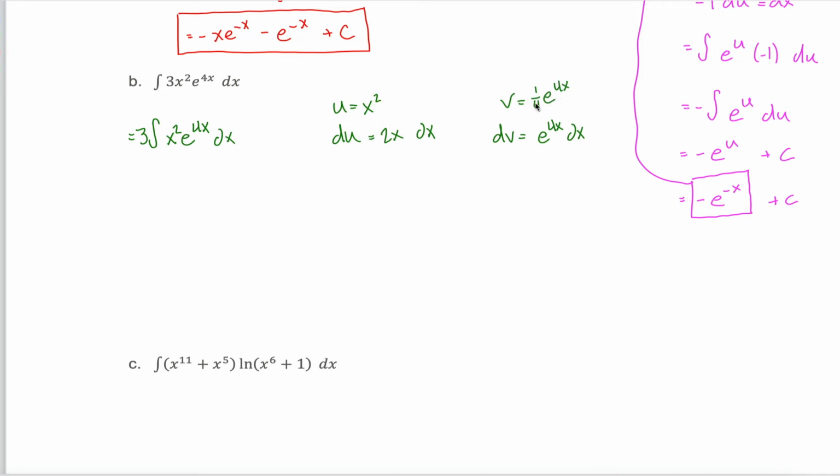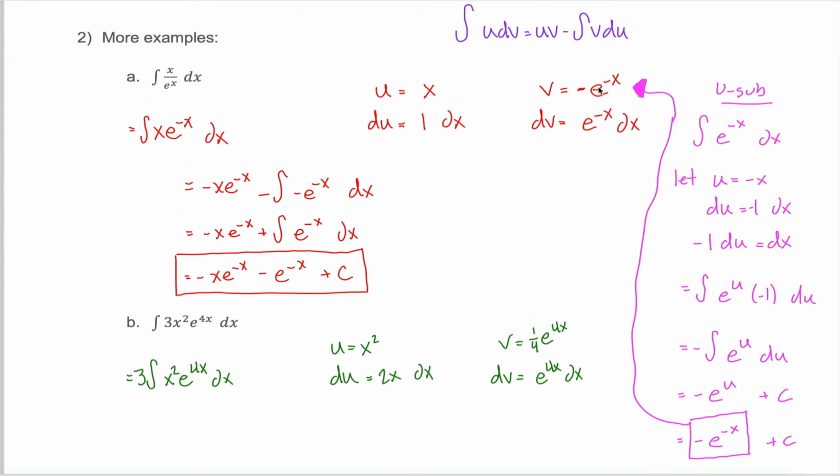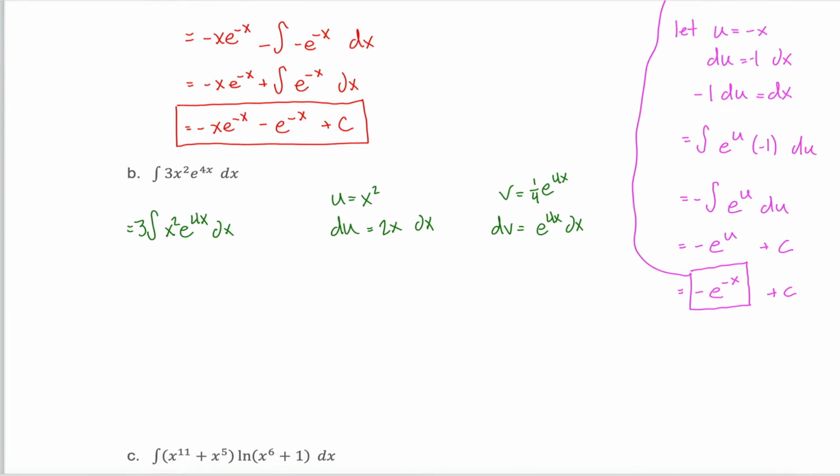Wait, where did that 1/4 come from? Well, think about if you were taking the derivative of this. The 1/4 is a constant, so you leave it alone. The derivative of e to the 4x is e to the stuff times the derivative of that stuff. When I take the derivative of 4x, that produces an extra 4. I need this 1/4 to cancel out that extra 4 to get me back down here to the e to the 4x. It's very similar to how we came up with this negative e to the negative x from e to the negative x. We're really doing a u substitution here, where u is equal to 4x.